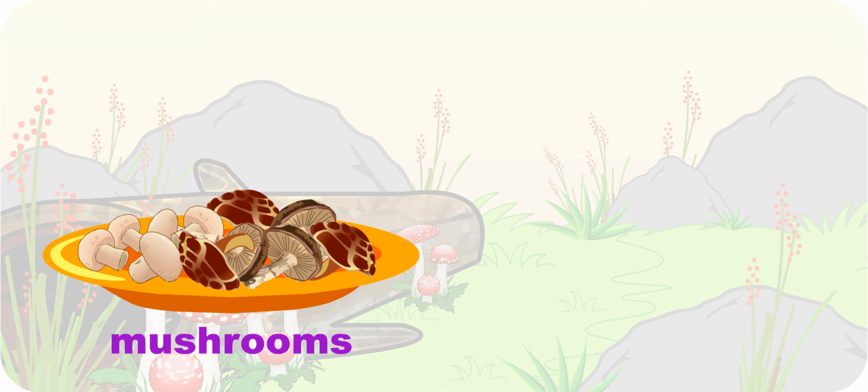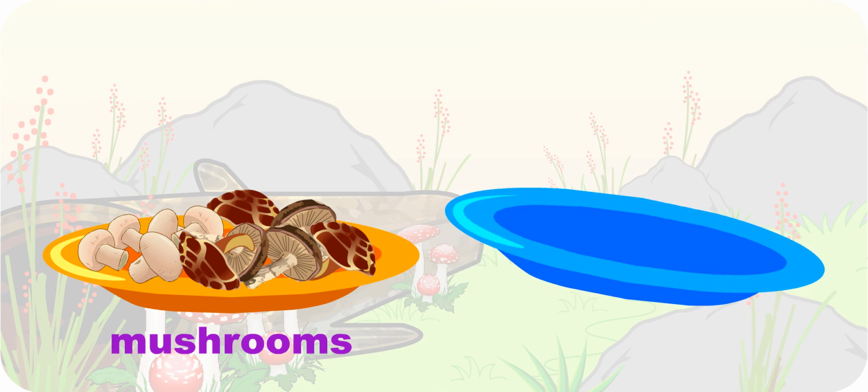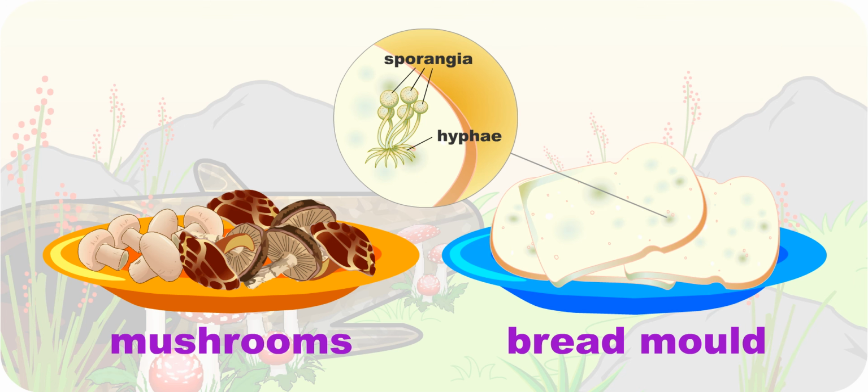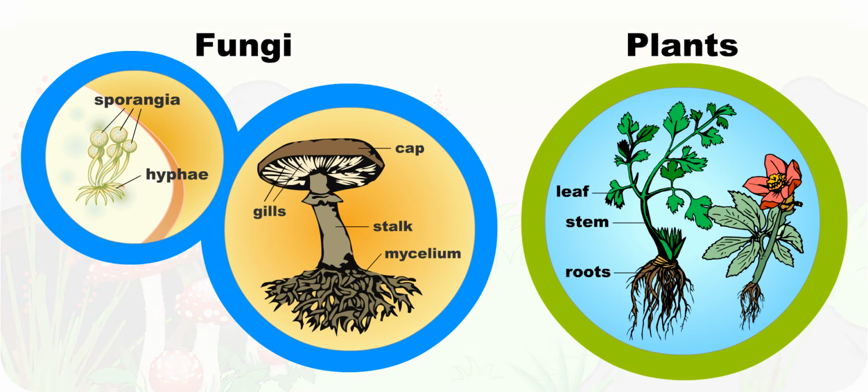So the mushrooms that we eat are fungi? Yes, the bread mold that grows on stale bread is a type of fungi too. They look quite different from a plant. Although plants are quite similar to fungi in several ways, they have some differences too.